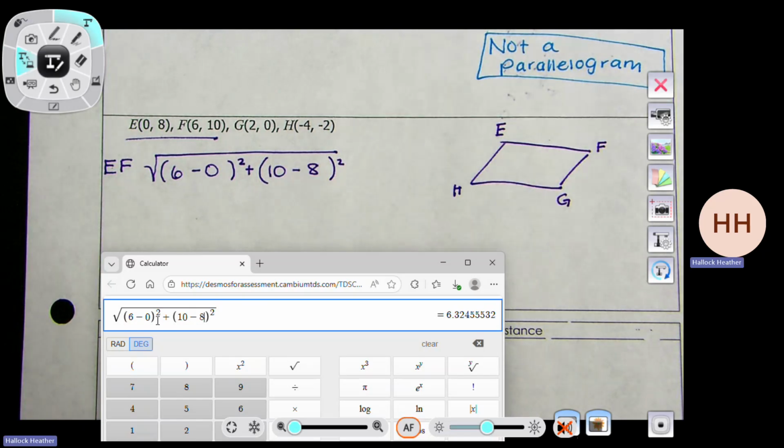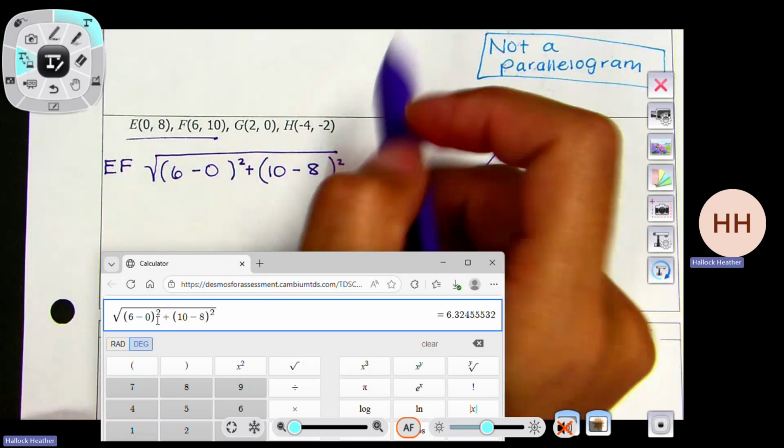They should not all be equal to each other because that would be a square. It has to be a parallelogram. Two sides have to match and two sides have to match. It doesn't matter, you could always do the top and the bottom.